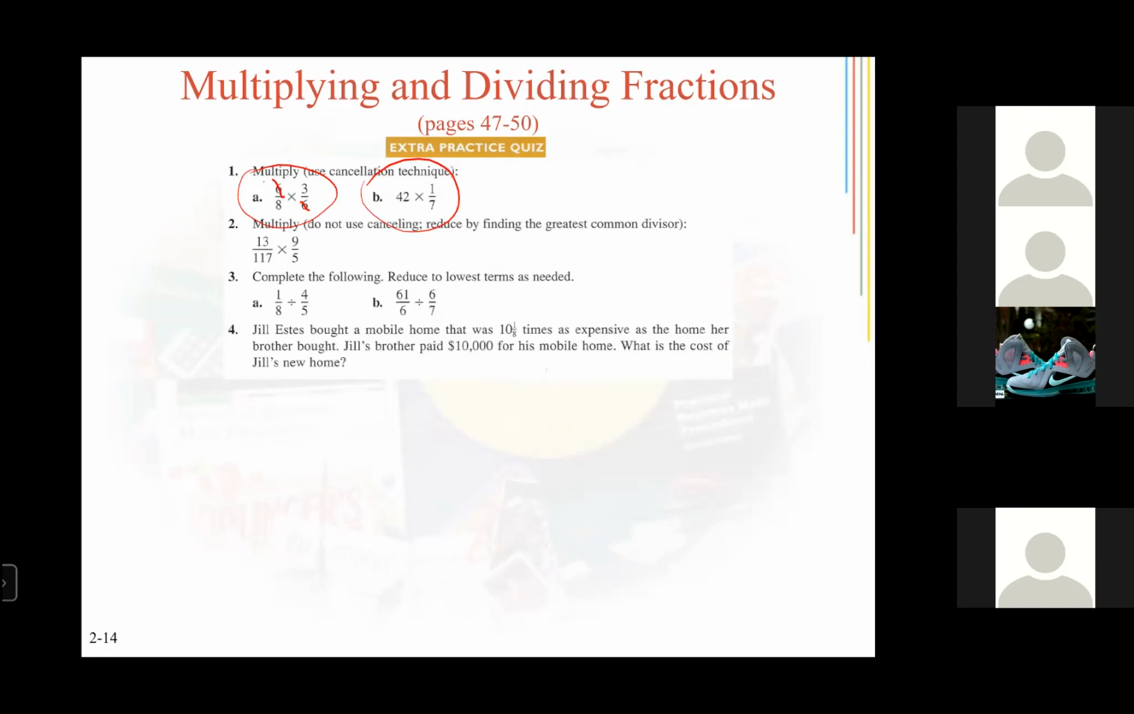You have to change the whole number into a fraction. So that's 42/1. Then you can cancel the 42 and the 7. 7 goes into 42 six times. 6 times 7 is 42, right? So the answer is 6 times 1 is 6. So that's 6/1, which is just 6.